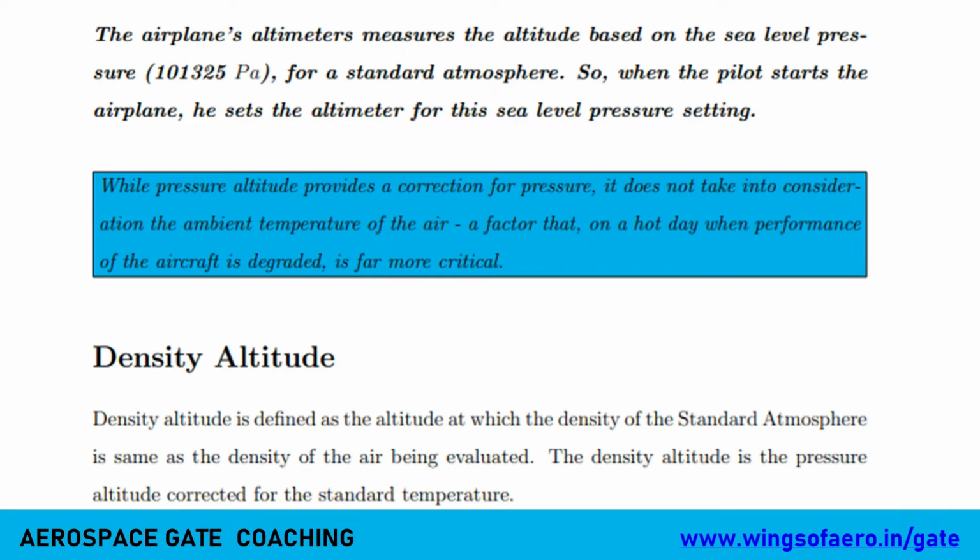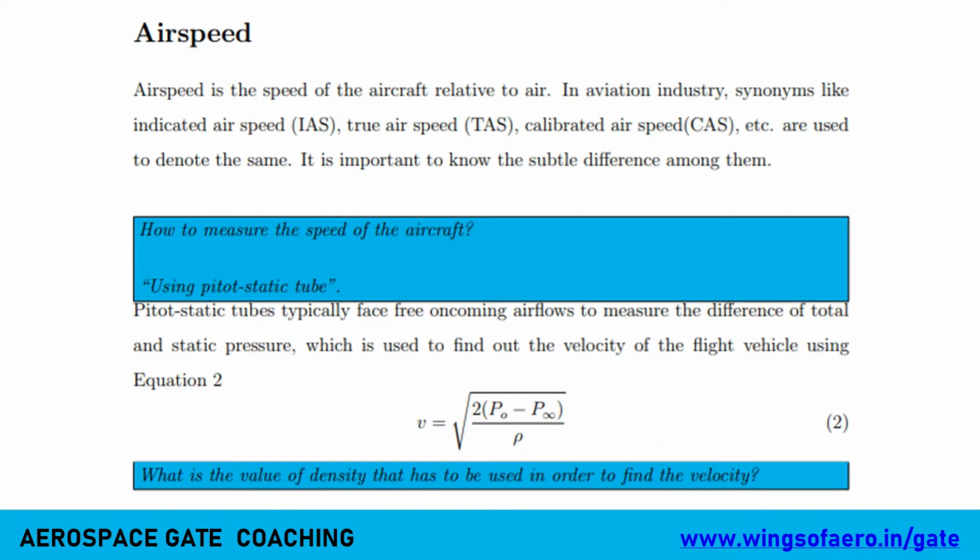Now, as I've said, the same definition goes for the density altitude. Now coming to the important part, which is airspeed. Now there are different types of airspeeds. Now what is airspeed? It's the speed of an aircraft relative to air.